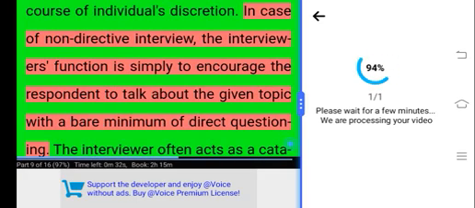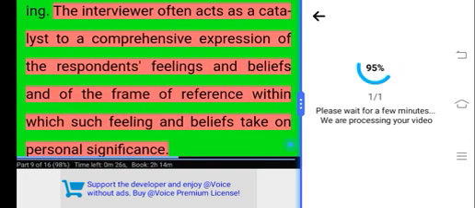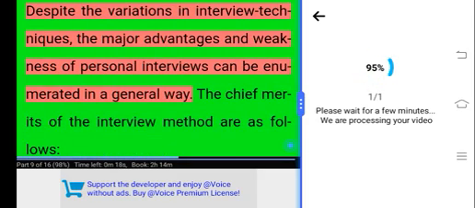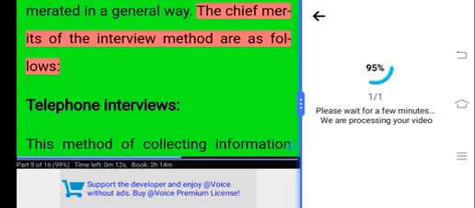In the non-directive interview, the interviewer's function is simply to encourage the respondent to talk about the given topic with a bare minimum of direct questioning. The interviewer often acts as a catalyst to a comprehensive expression of the respondent's feelings and beliefs and of the frame of reference within which such feelings and beliefs take on personal significance. Despite the variations in interview techniques, the major advantages and weaknesses of personal interviews can be enumerated in a general way. The chief merits of the interview method are as follows.